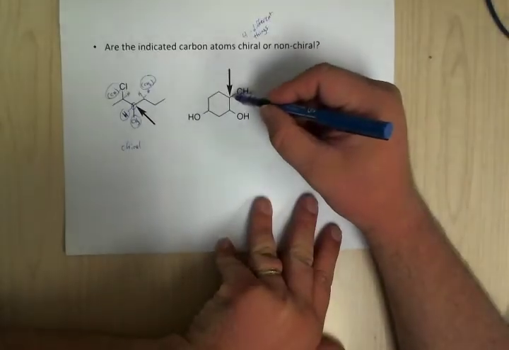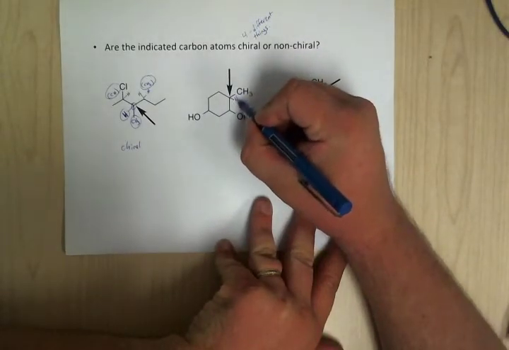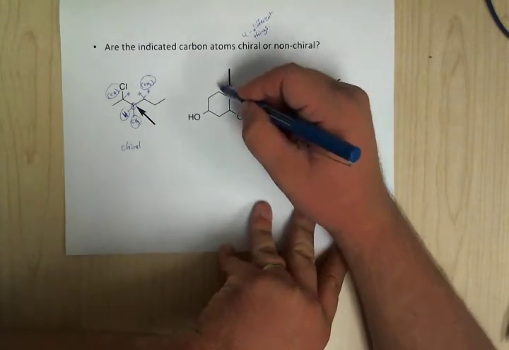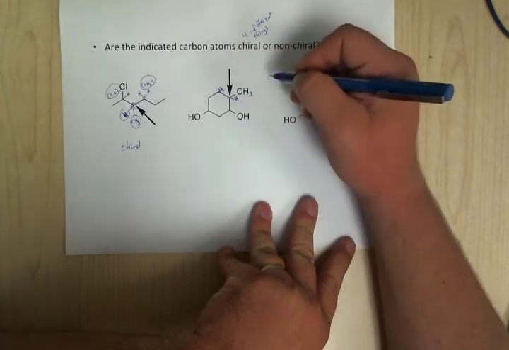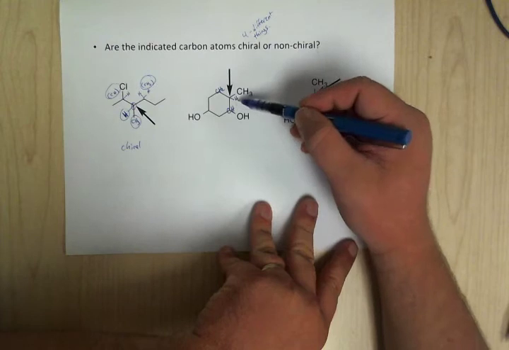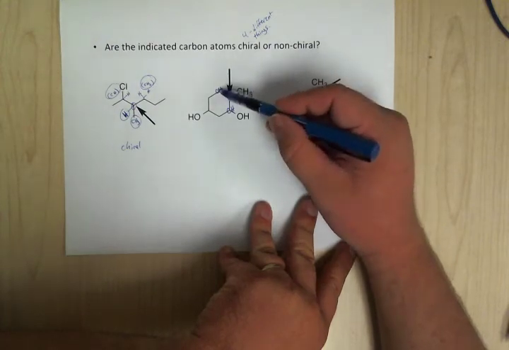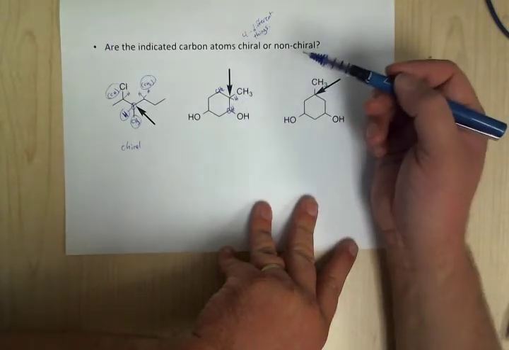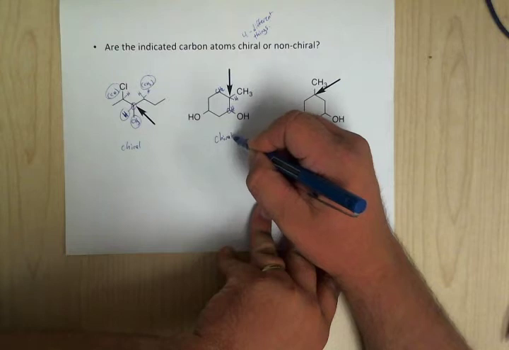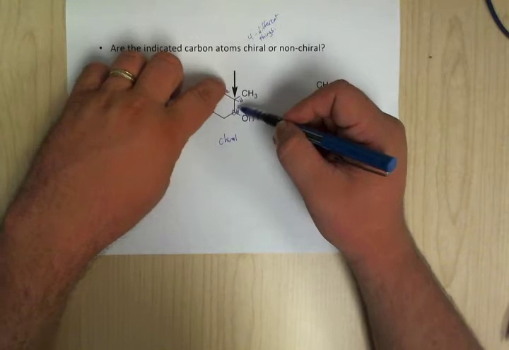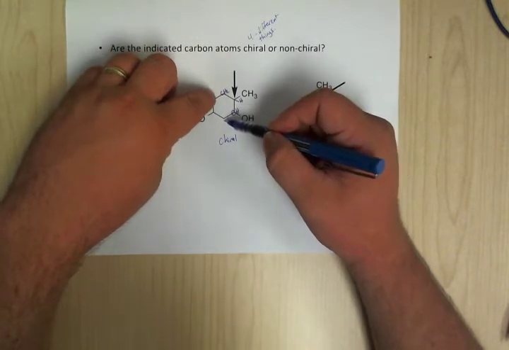For this one here, again I only have 3 bonds shown, so there's a hydrogen you have to see. There's a CH3, this one here is a CH2, and this one here is a CH. Again, you can look at H, CH3, CH, CH2. They're all different, so therefore it's chiral. Now, if this was a CH2 and this was a CH2, with carbon all the bonds are the same, we'd have to go further and see if those were the same.